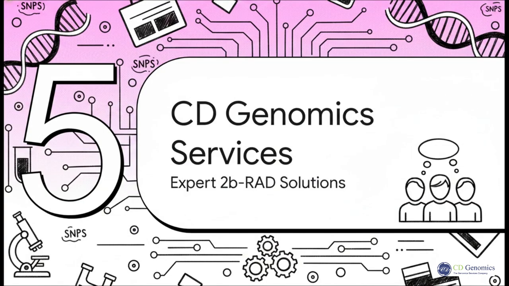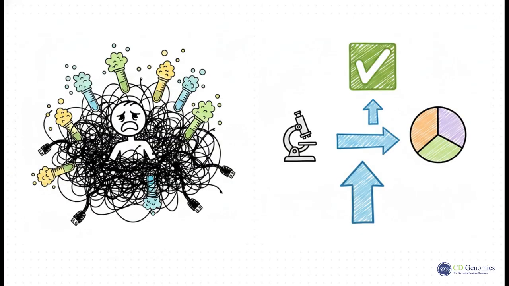This seamlessly brings us to Section 5, CD Genomics 2b-RAD Services. Now, understanding this incredible methodology is one thing, but actually executing it perfectly in-house, that can be intensely resource draining. You need highly specialized personnel, and the bioinformatics bottlenecks alone can literally stall a project for months. And this is exactly where a partner like CD Genomics changes the whole equation.